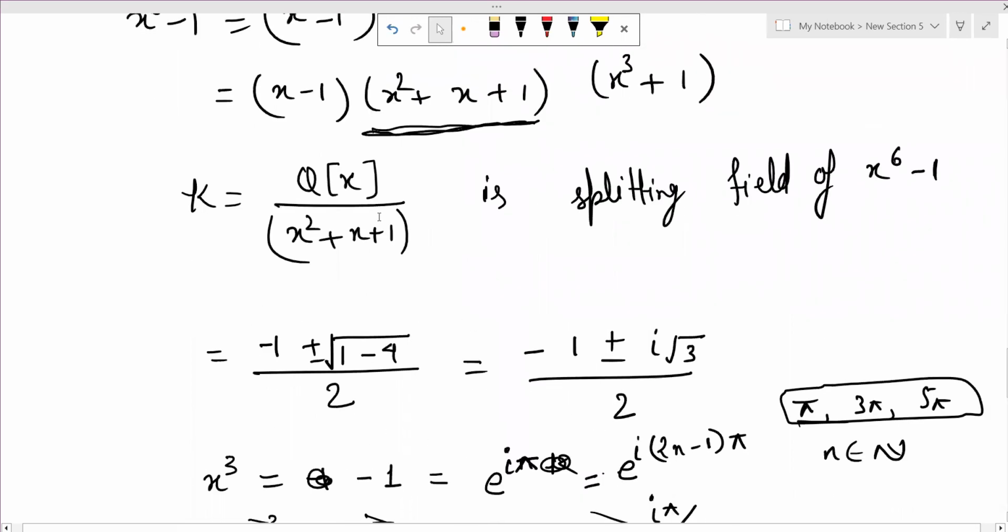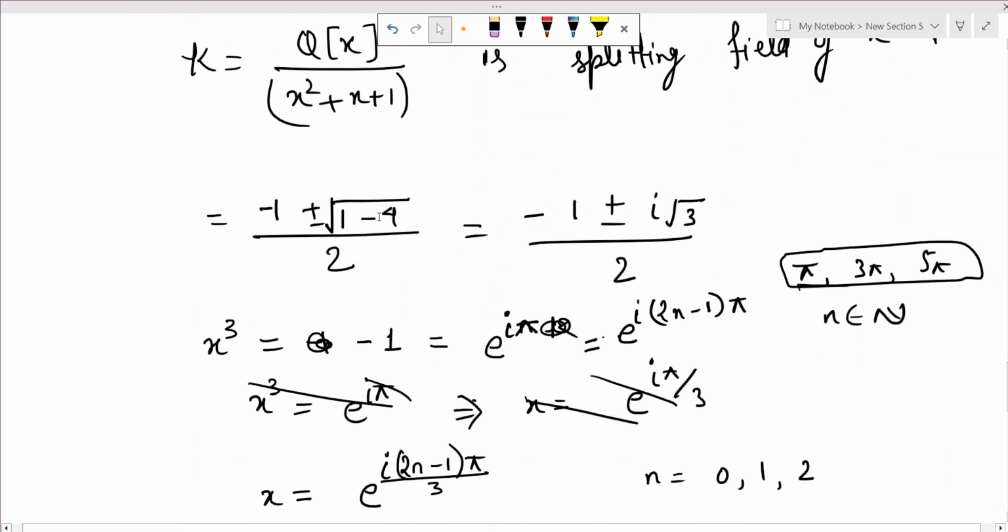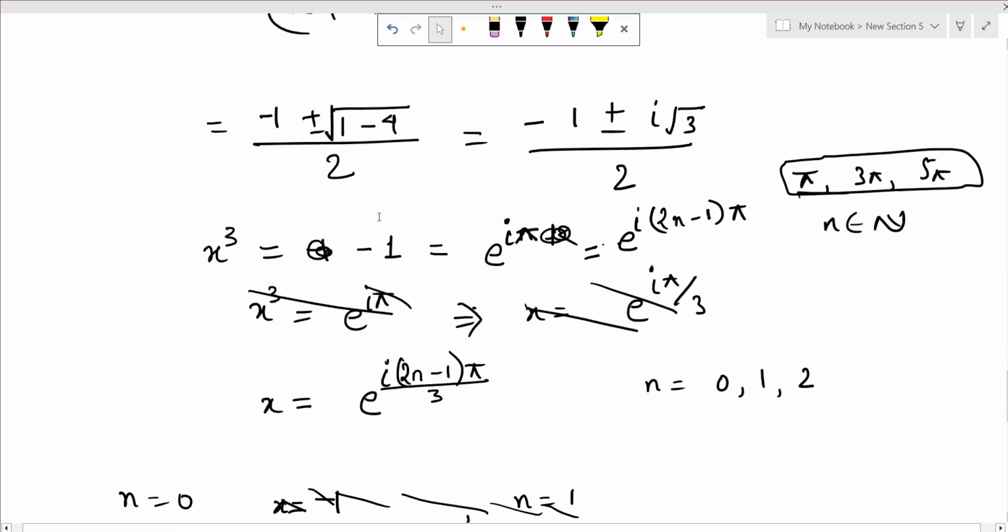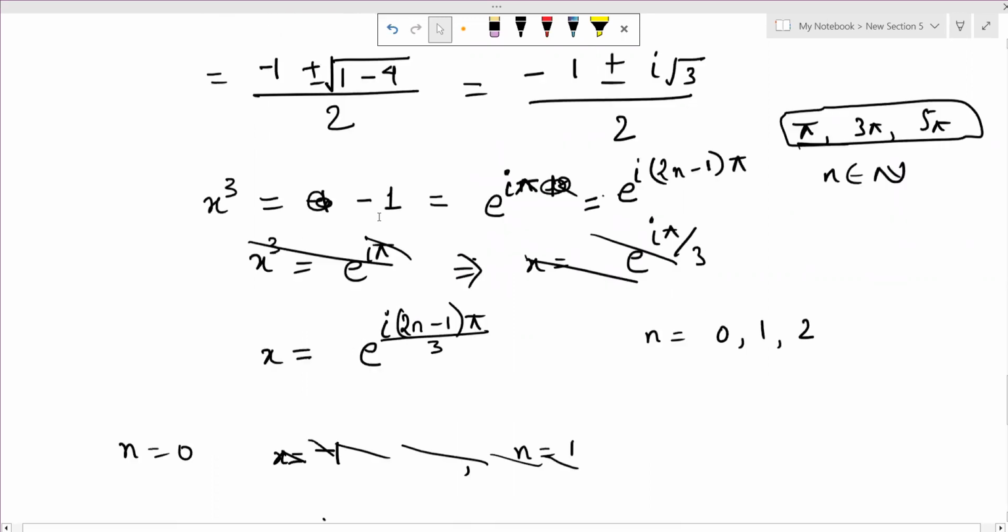How is this already in K? You need to show that iota and root 3 are in K. But by arranging these terms, the roots are minus 1 plus or minus iota root 3 by 2, and since these are in Q, all their addition and multiplication will be in Q, and you can check, like I did last time. So how will you do it?